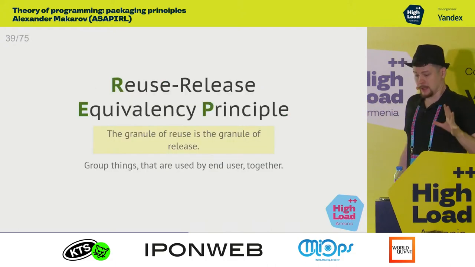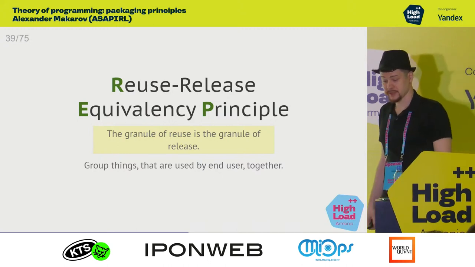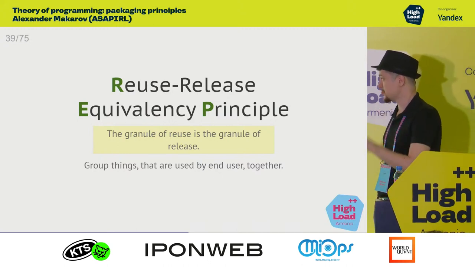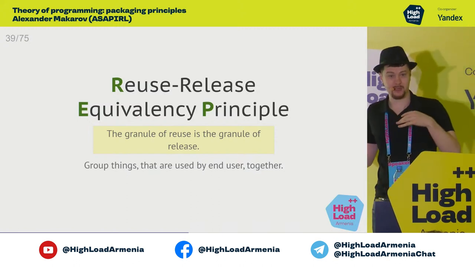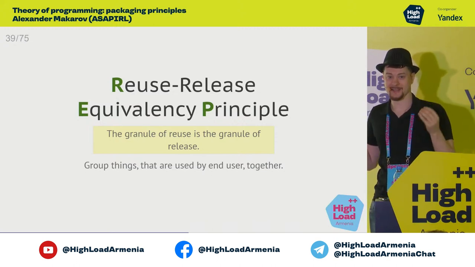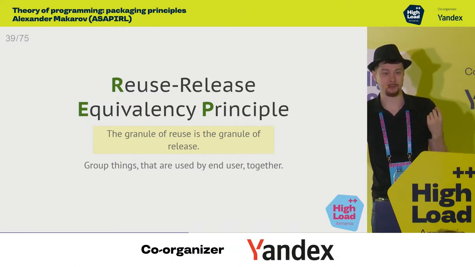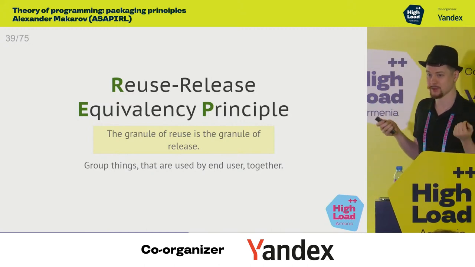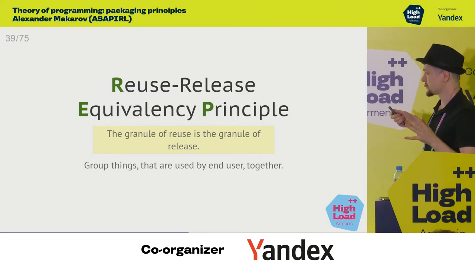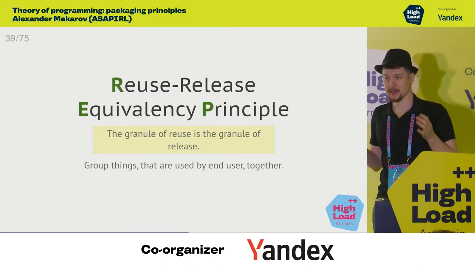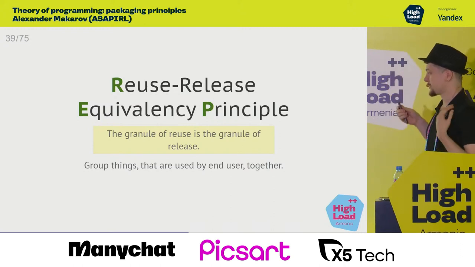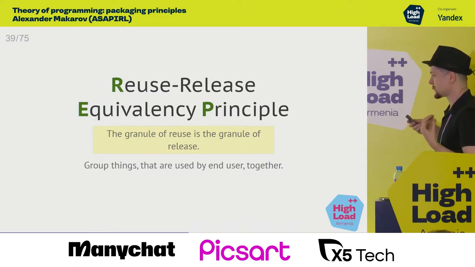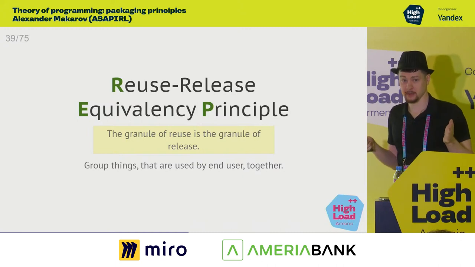So let's start with the principles. The first is REP, the reuse-release equivalence principle. It sounds like these were invented by the same guy, Robert Martin, actually in the same year, but these are not as popular as SOLID. I don't know why, because these are so useful. The granule of reuse is the granule of release. As always, Uncle Bob is being a bit cryptic, right? What does it mean? It means that we should group things, and the things that are used by the end user should be together.